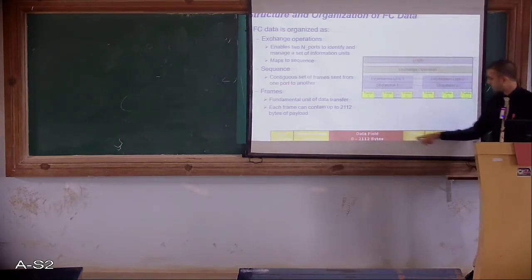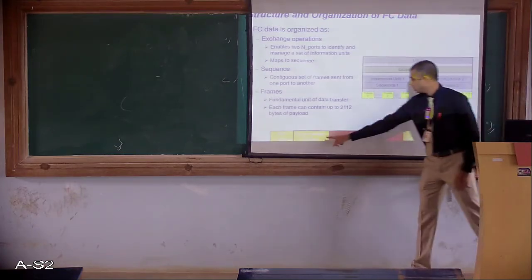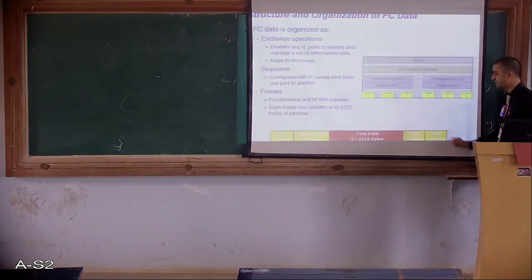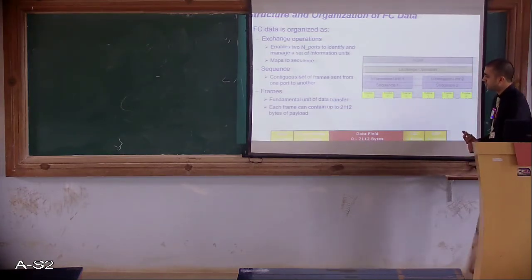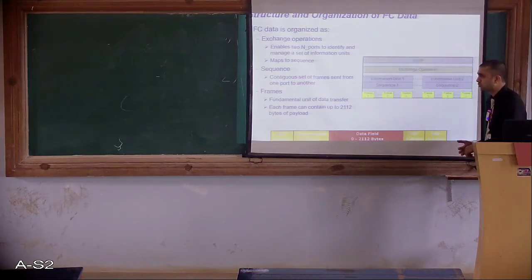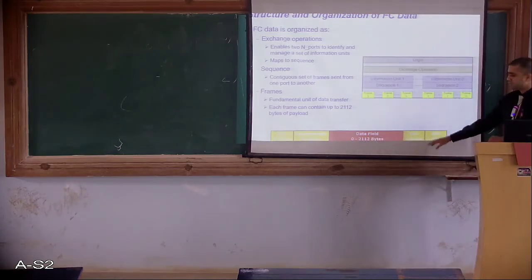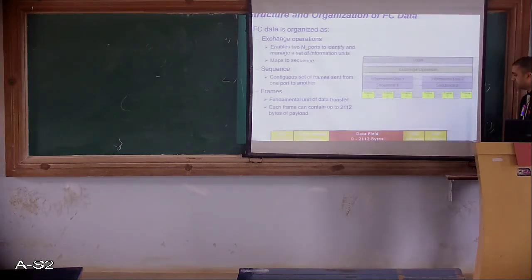So this is how a typical frame looks. This figure is divided into 5 parts: SOF, frame header, data field, CRC, and EOF. SOF refers to the start of the frame. Then there is the frame header, which is 24 bytes. Then there is the data field, which is 2112 bytes. CRC refers to cyclic redundancy check, and EOF refers to end of frame.